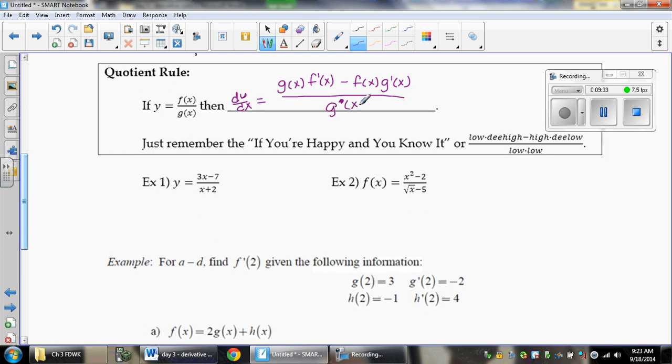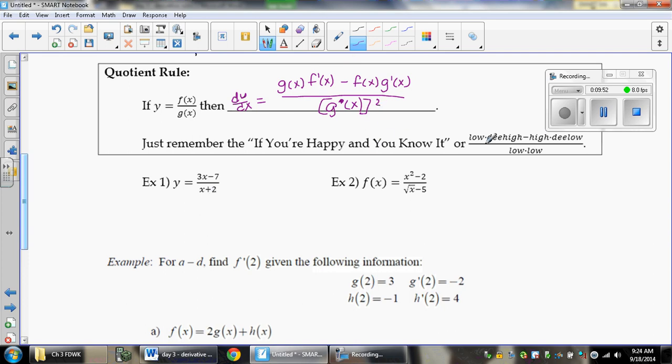Oops, I didn't mean to put that there. The bottom squared. Okay. It's the bottom times the derivative of the top minus the top times the derivative of the bottom. For the rest you won't be scared. It's all over the bottom squared.